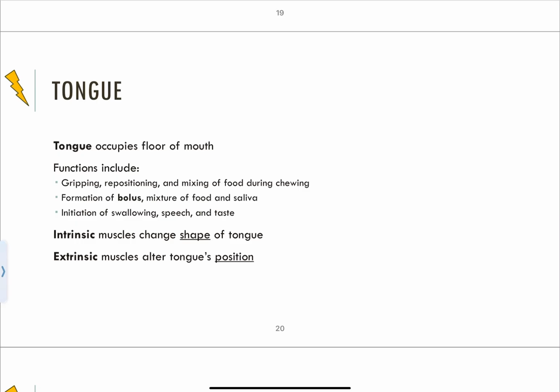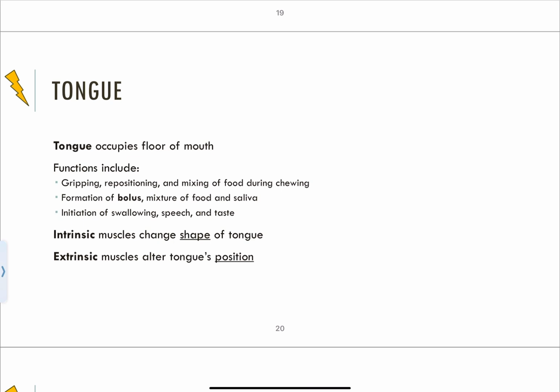So if we're talking about our tongue, really we're talking about a muscle. Okay, so we have intrinsic muscles and we have extrinsic muscles. The basic difference is intrinsic muscles are not attached to bone, and our extrinsic muscles are. So intrinsic muscles help change the shape of the tongue, and our extrinsic muscles help alter the tongue's position. The tongue does have its own functions itself. So this is going to include gripping, repositioning, and the mixing of food during churning.